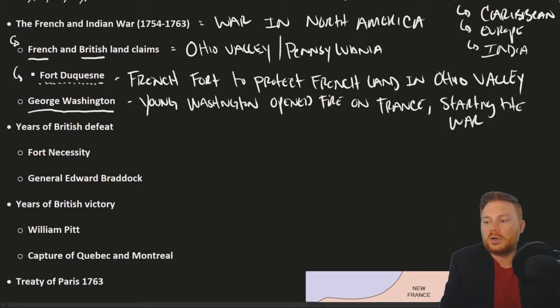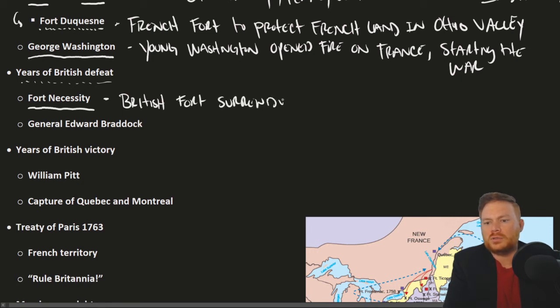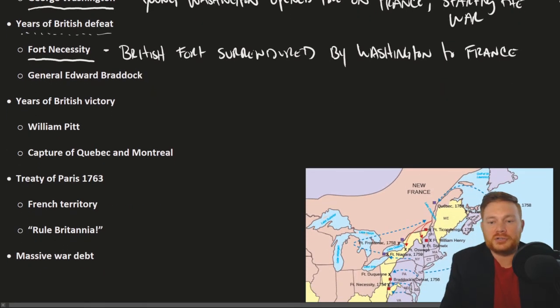Now, initially, the war had gone very poorly for the British, right? Fort Necessity was a fort that was constructed by Washington very hastily after the beginning of the conflict. Washington subsequently surrendered this fort, right? So we might say British fort surrendered by Washington to France. In fact, this was the only surrender in George Washington's military career, just sort of a fun fact.